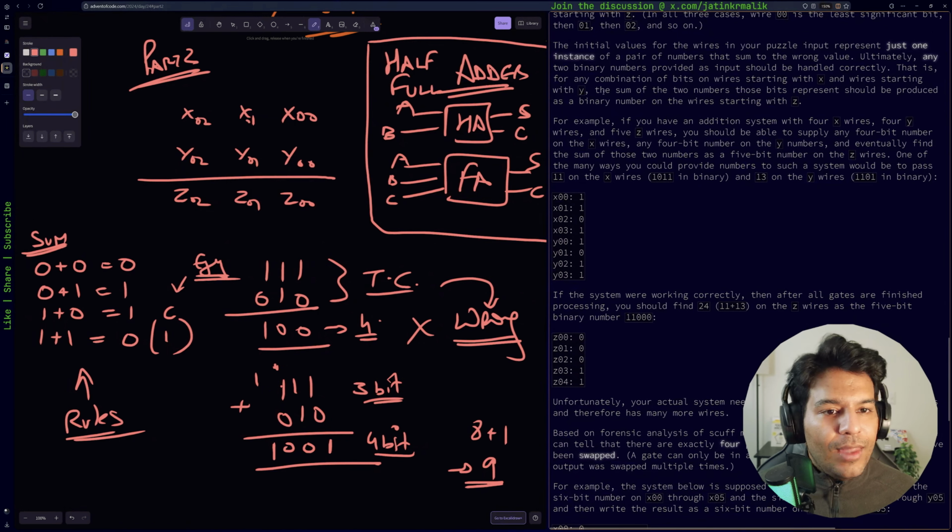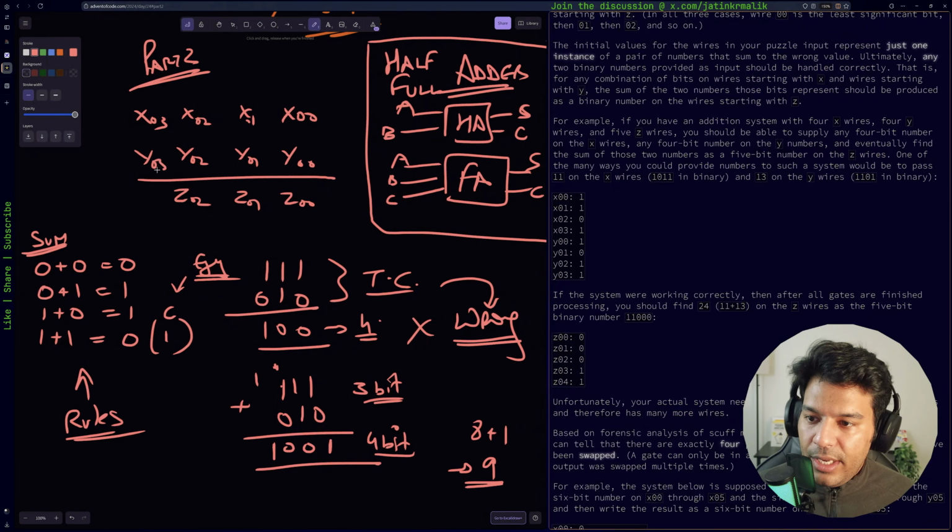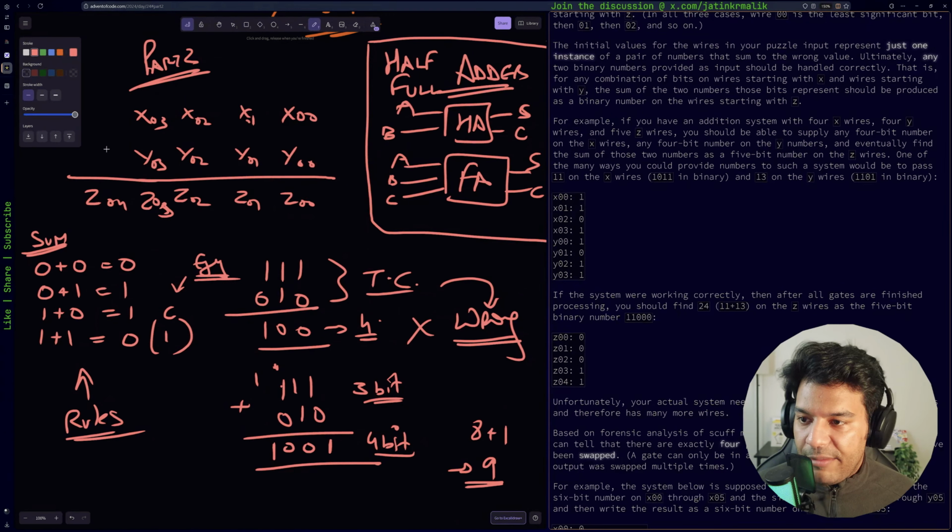For any combination of wires starting with X and starting with Y, the sum of those two numbers should be produced as a binary number on wires starting with Z. For example, if you have an addition system with 4 X wires and 4 Y wires, you should be able to supply any 4-bit numbers on the X wires and any 4-bit number on the Y wires, and eventually find the sum of those two numbers as a 5-bit number on the Z wires. So it is saying that it should give us a correct answer no matter whether it is a 4-bit number or a 5-bit number.